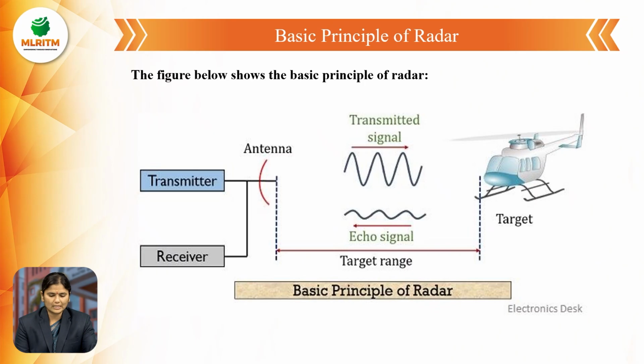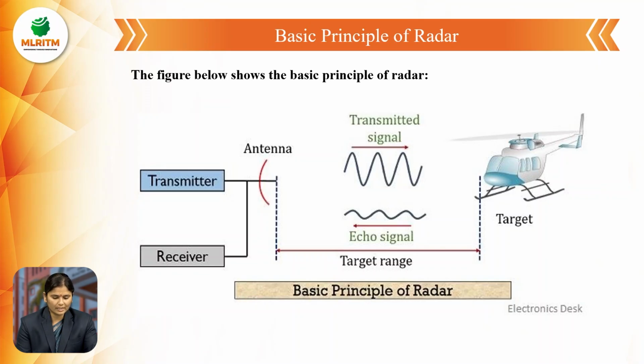This figure shows the basic principle of a radar system. In this, we are using a single antenna for transmission as well as for reception. By using the duplexer, we can connect the antenna to the transmission section or the receiver section. If the duplexer connects the antenna to the transmission section, we can transmit the electromagnetic waves into space. If the duplexer connects the antenna to the receiver section, then it receives the echo signal from space.